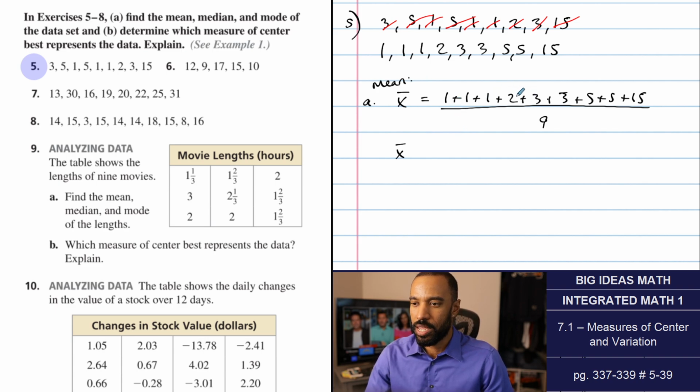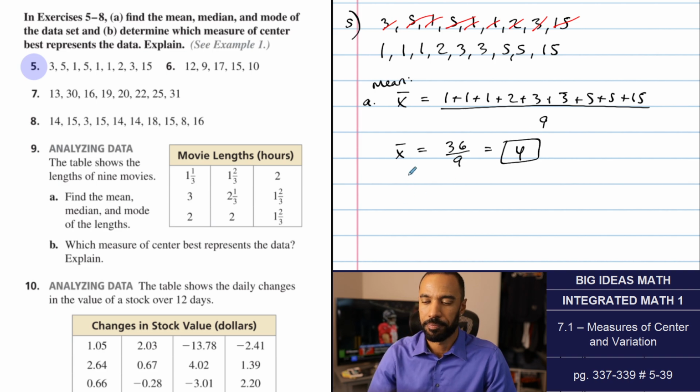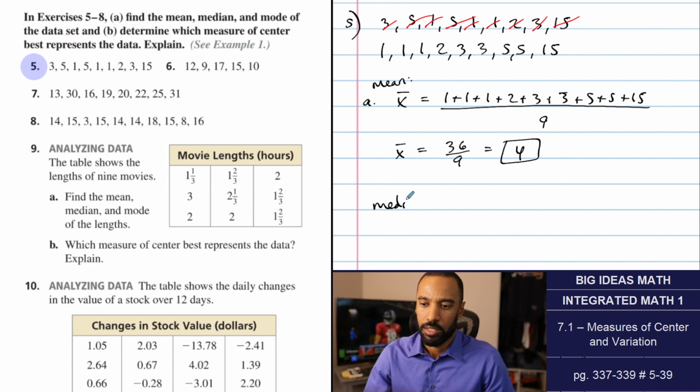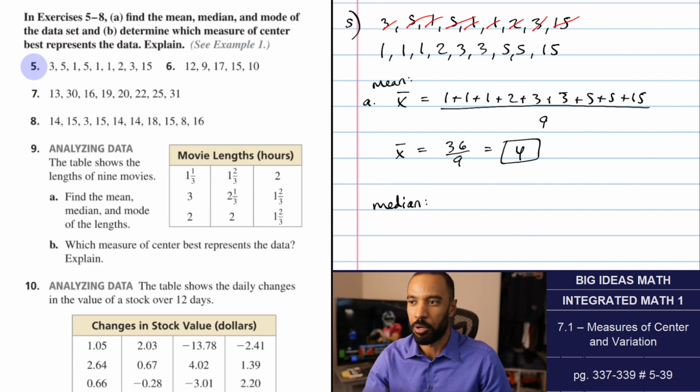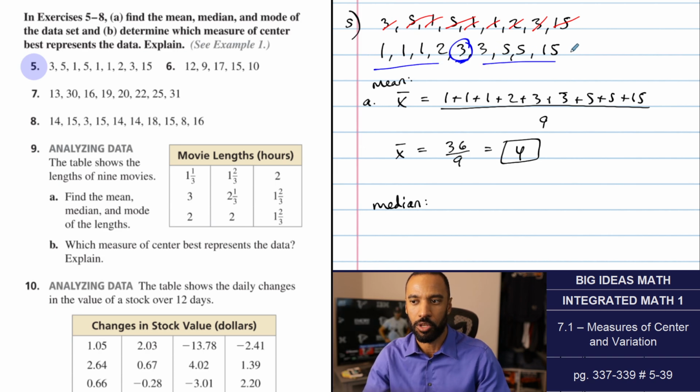1 plus 1 plus 1 is 3, 5, 8, 11, 16, 21, 36, and 36 divided by 9. So I can do that one without a calculator. That average is 4. The average for these is 4, the mean. The median takes your list. This is where I'd likely write it in order, but the median, there are 9 terms. The middle value is actually the 5th value, which is this one right here. It is the middle number because there are 4 on the left and 4 on the right of that number. So the median value is 3.